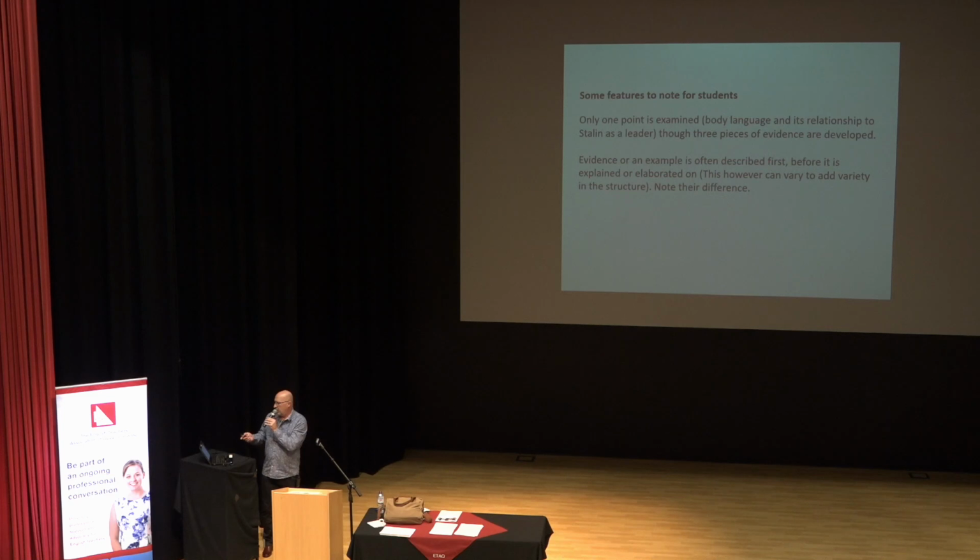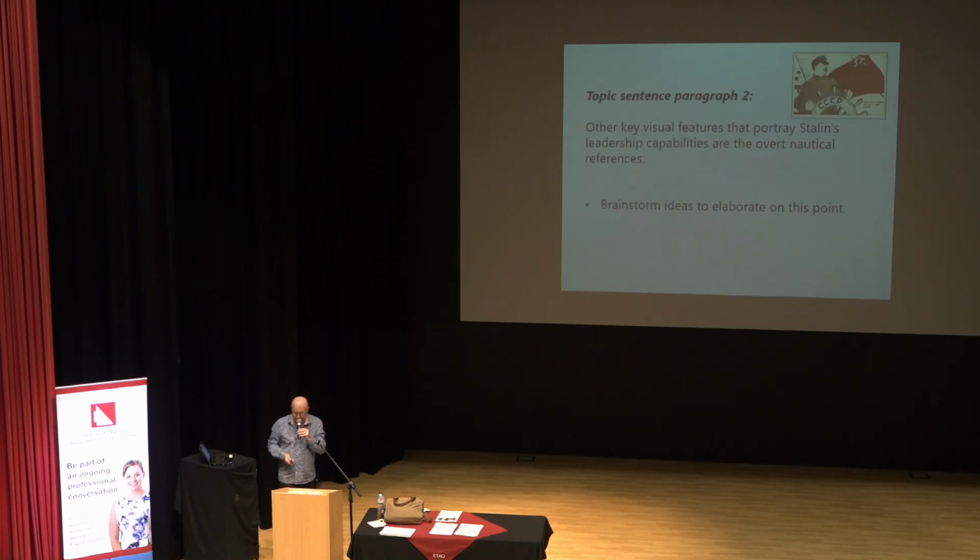Okay, so what do we learn there? Only one point is examined, that's body language, but we've used three pieces of evidence to do that. Evidence or an example is often described first before it is explained or elaborated on. This, however, can vary to add variety to the structure, but you've got to know the difference between if you're giving evidence or you're explaining the evidence. Okay. In our next paragraph, we're going to look at linking words.